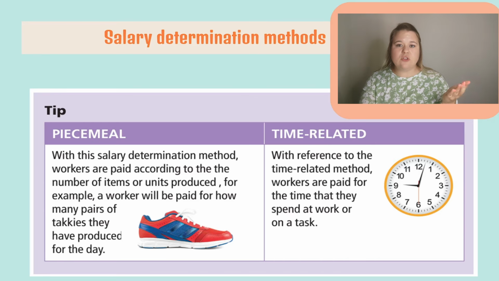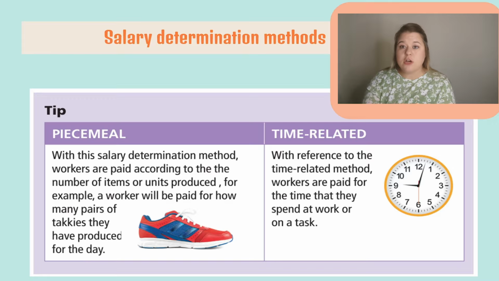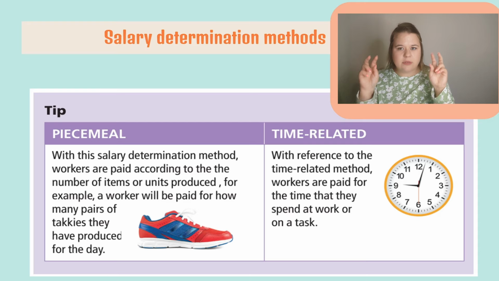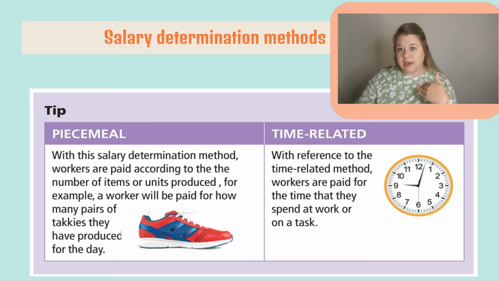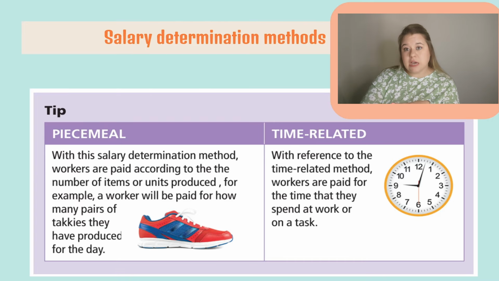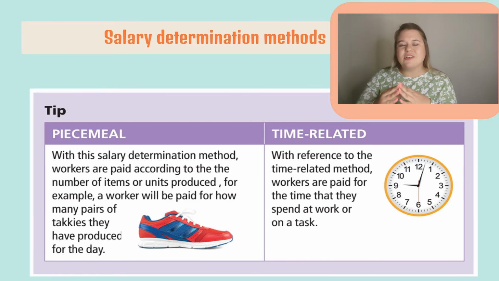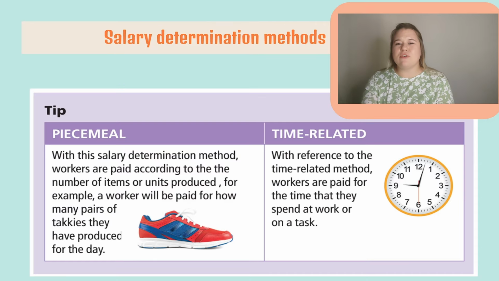With piecemeal, you might have workers overworking themselves, and it might come across as if the company is exploiting them, because they might want to work more and more hours so that they can get more and more shoes done and produced because they make more money, which I guess is a good thing, but then they might not manage their time too well. With time related, because they know they're getting paid for 8 hours a day, they might not want to work hard because they know even if they just show up for work, they're getting paid anyway. So there are pros and cons with both of them.